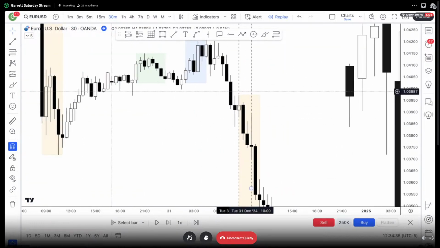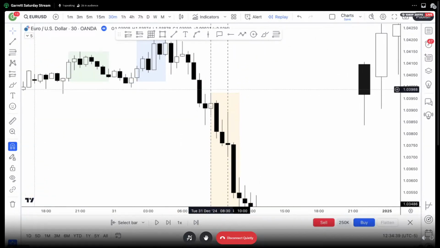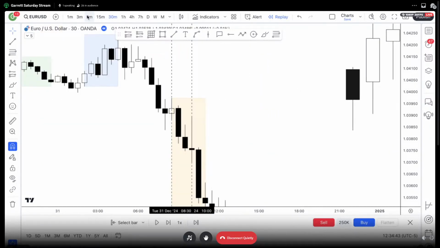What about the fractal model? Here, I don't really see much, but here for distribution away from the high of the day, you have some 30-minute examples, which I'll go over real quick.